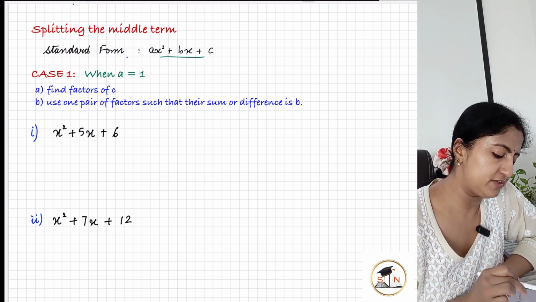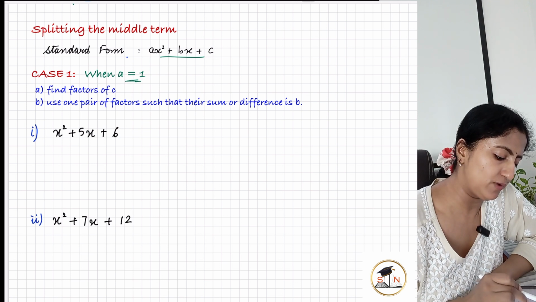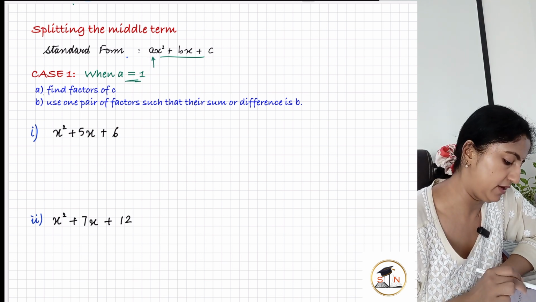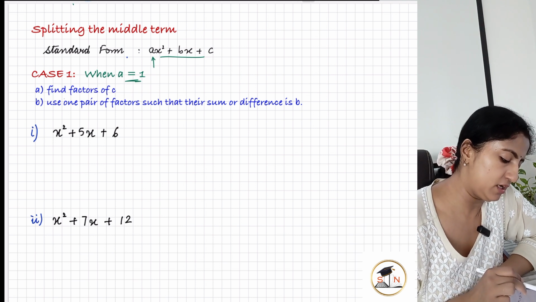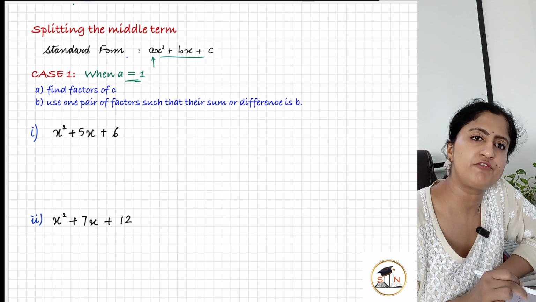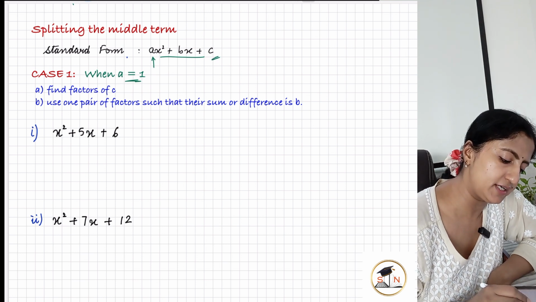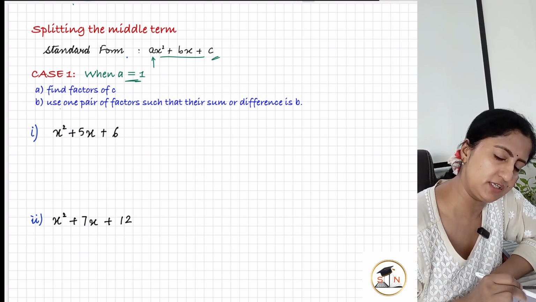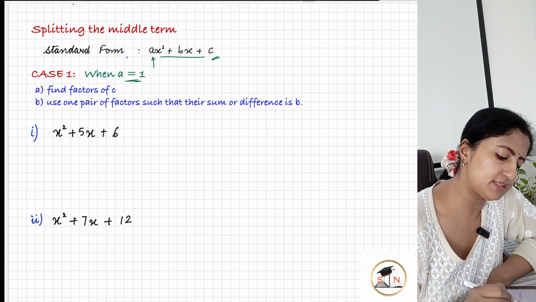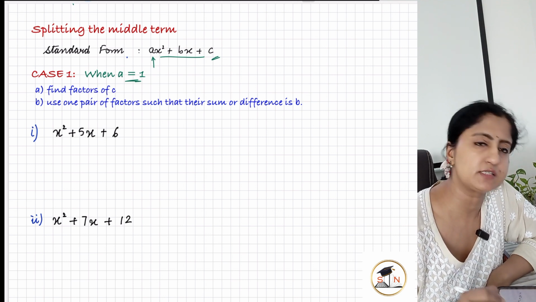This is going to be the first case when a is 1. That is, the first term is 1. I have decoded it over here in 2 steps. First, find factors of C. C being your constant, you need to find the factors of C. Use one pair of factors such that their sum or difference is B.